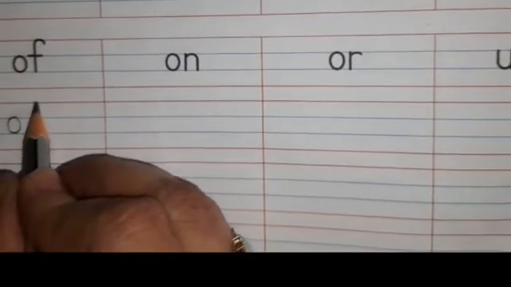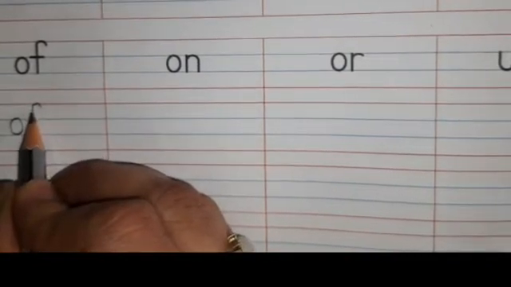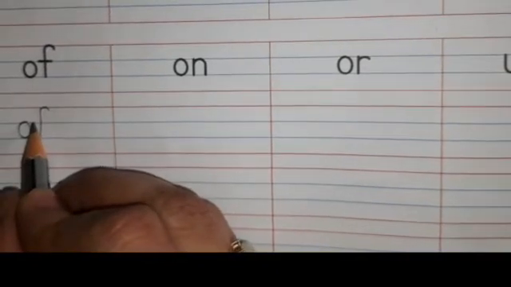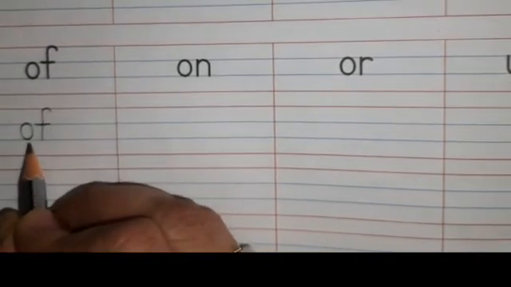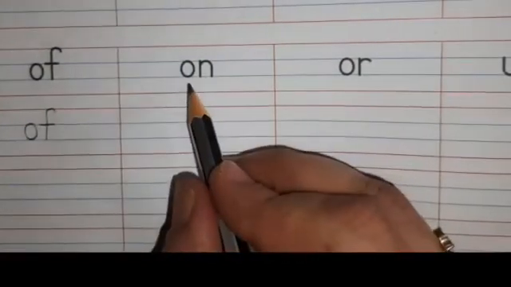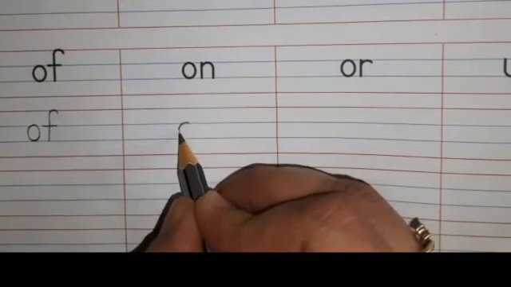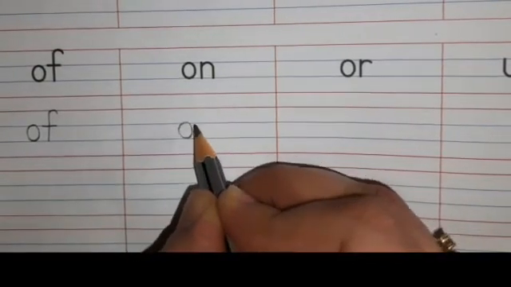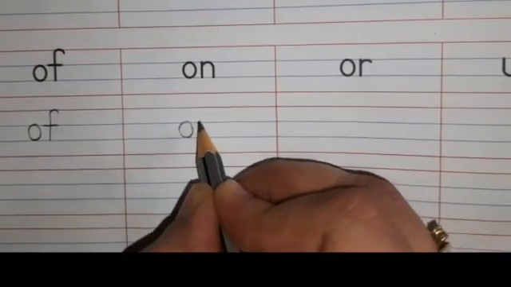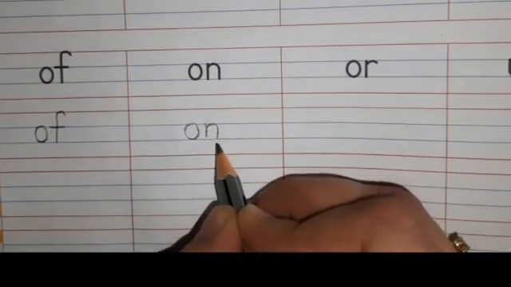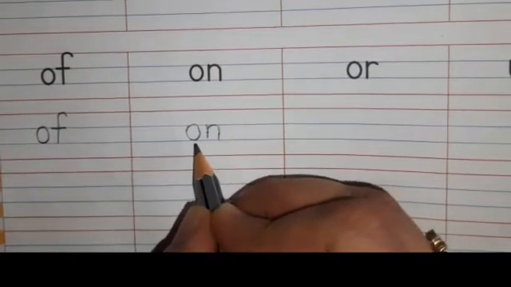For small f, start from the first red line, curve, come down, standing, touch the second blue line and a sleeping line on the first blue line. O, F, off. O, N, on. For small o, between the two blue lines, you will write small o. For n, start from the first blue line, standing line, go up, curve and come down, standing, touch the second blue line. O, N, on.